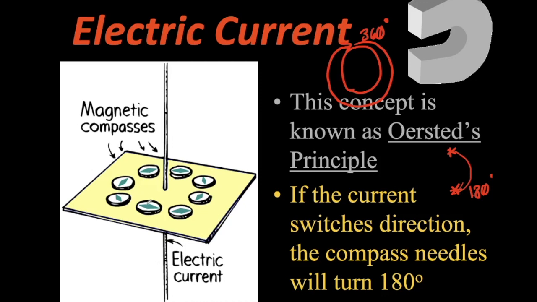So we see the electric current being represented here, and the magnetic compasses are going to go in this counterclockwise direction. All right, but if the current switches direction, the compass needles will end up switching from counterclockwise to clockwise.